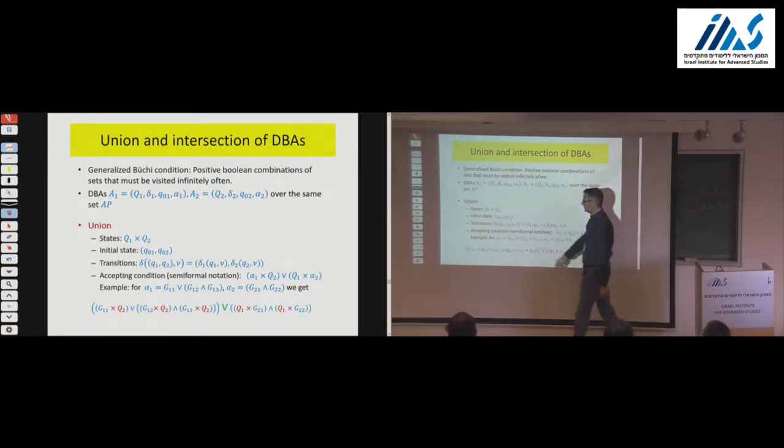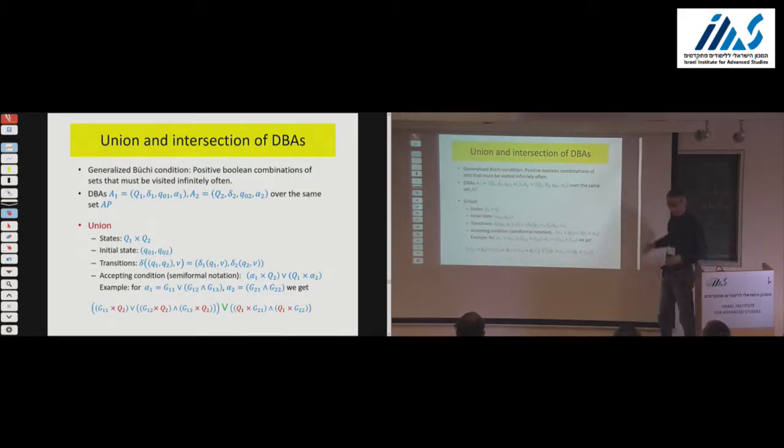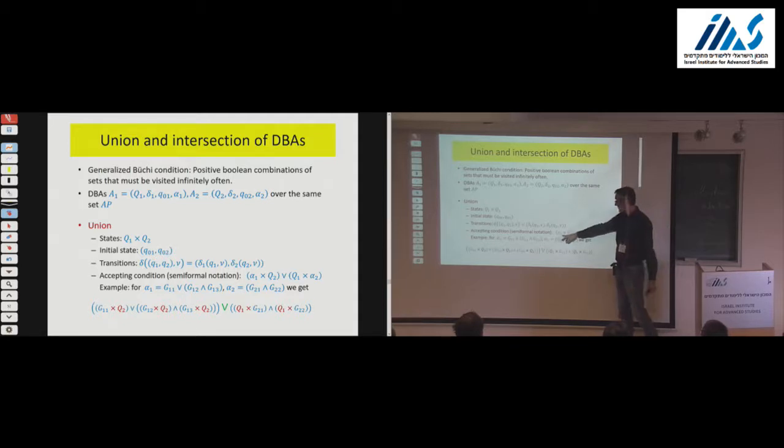So how do you do the union? Well, the states are going to be the product of the sets of states. The initial state is the pair of initial states. The transitions are the usual: you pair the transitions. The only interesting thing is the accepting condition, which, using a little bit of semi-formal notation, I hate when you do this completely formally because it hides the meaning, we're going to call it alpha 1 cross product with Q2 or Q1 cross product with alpha 2.